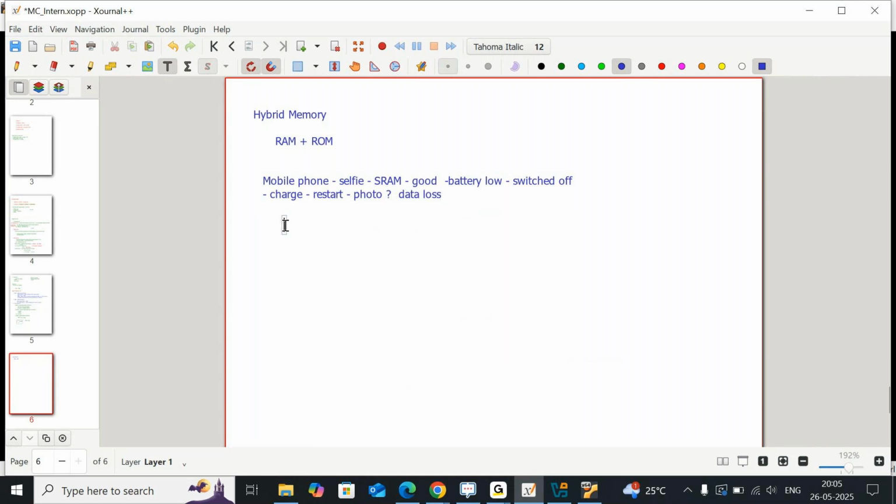So let's say I'm using ROM. I'll take PROM. The selfie is stored in this PROM. Consider that in the mobile phone I have PROM. This time the photo is not good and I need to delete it. Is it possible to delete it?